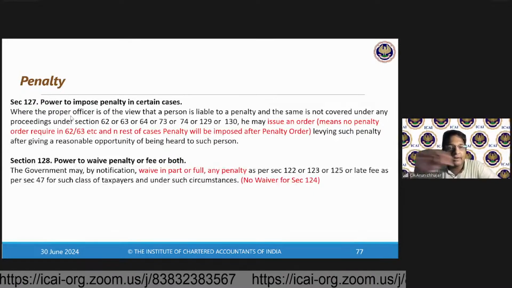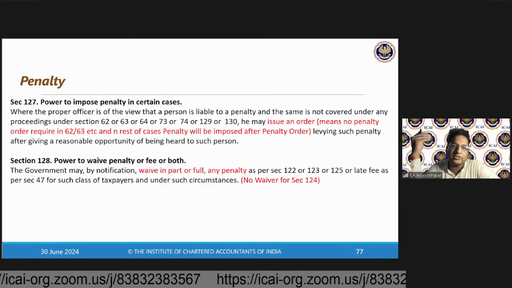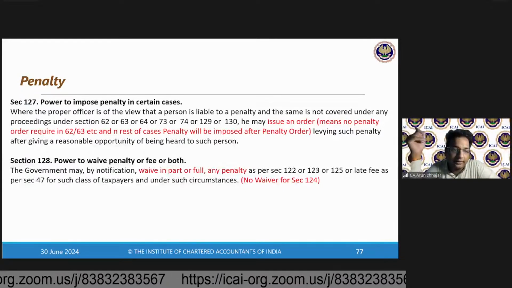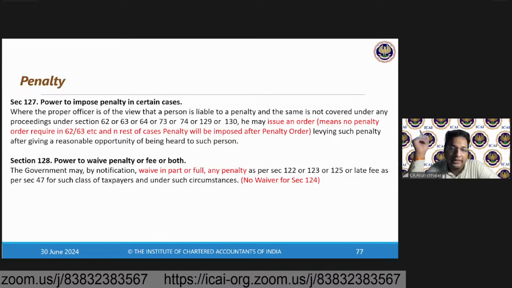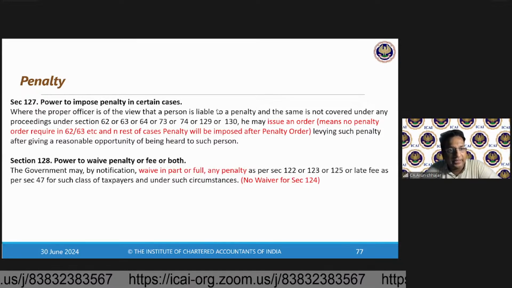Then 127, power to impose penalty in certain cases. If it is not covered in the sections, then the officer may issue an order levying the penalty. 128, power to waive the penalty. It gives the government the power, by notification, to waive the penalty.